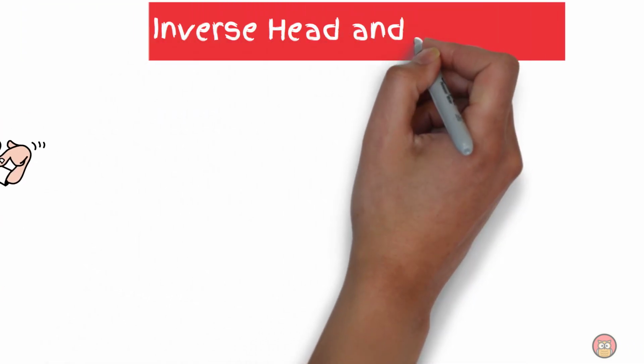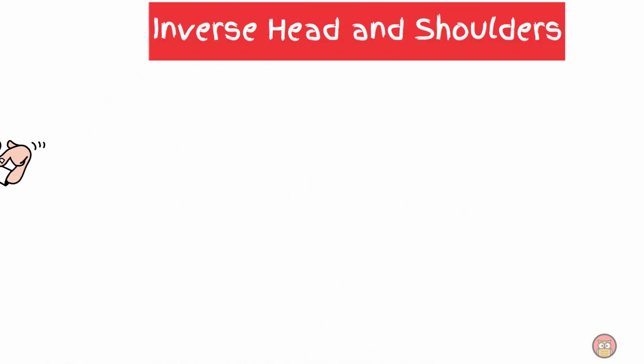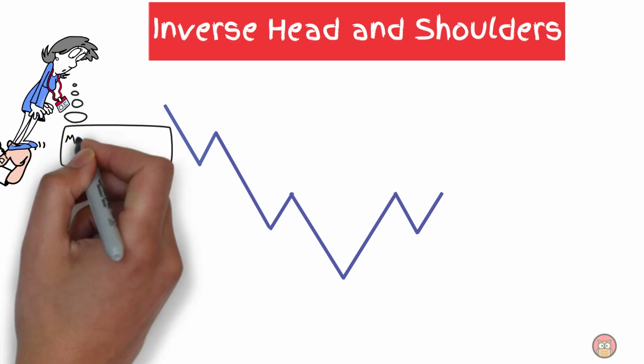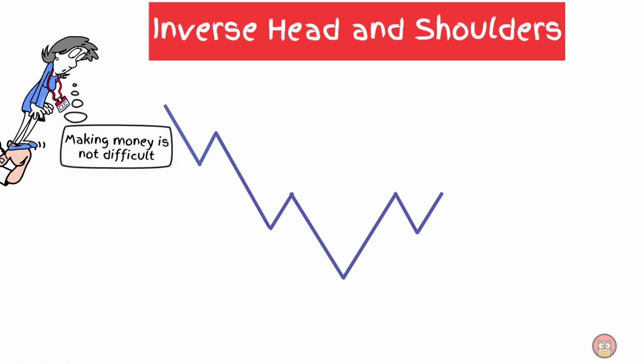Now, let's move on to the inverse head and shoulders pattern. This pattern indicates that a downtrend is coming to an end, and prices are likely to start rising. This means that the prices, which were falling, will likely stop dropping and begin an uptrend. The inverse head and shoulders pattern also forms step by step.